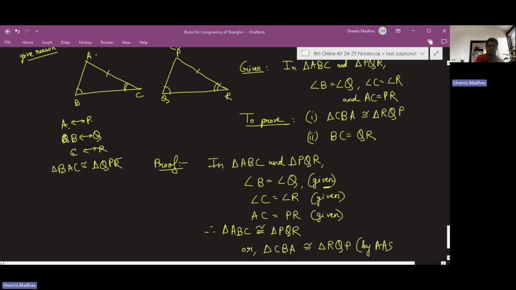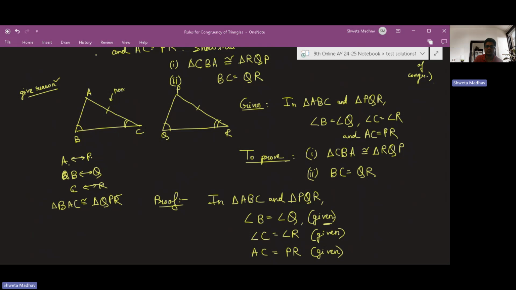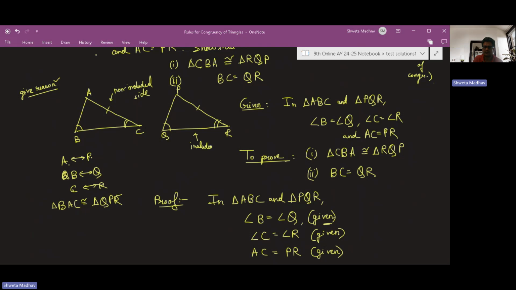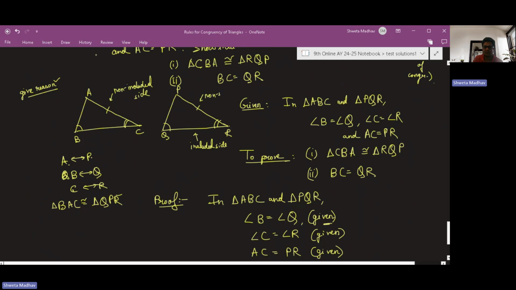Here the side which we took, as you can see, AC, is the non-included side. We haven't taken BC since BC is the included side, and here also QR is the included side. The side which is included between the two angles which we have considered is called the included side. So here QR is the included side, and PQ and PR are non-included sides. Here also BC is the included side, since it is included between the two angles which we have considered, angle B and angle C. So this is the included side, but AB and AC are non-included sides.